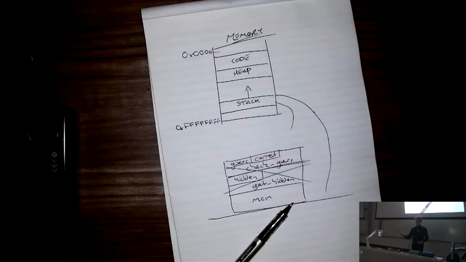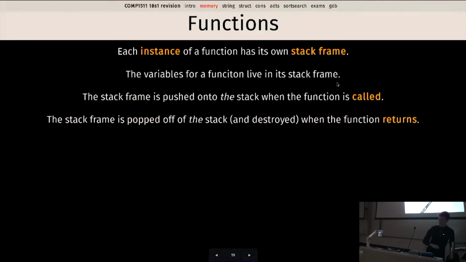So there are a few key points to be made about stack frames. Each instance of a function, if I call a function multiple times, gets its own stack frame. They're pushed onto the stack and they get popped off and destroyed when a function ends.